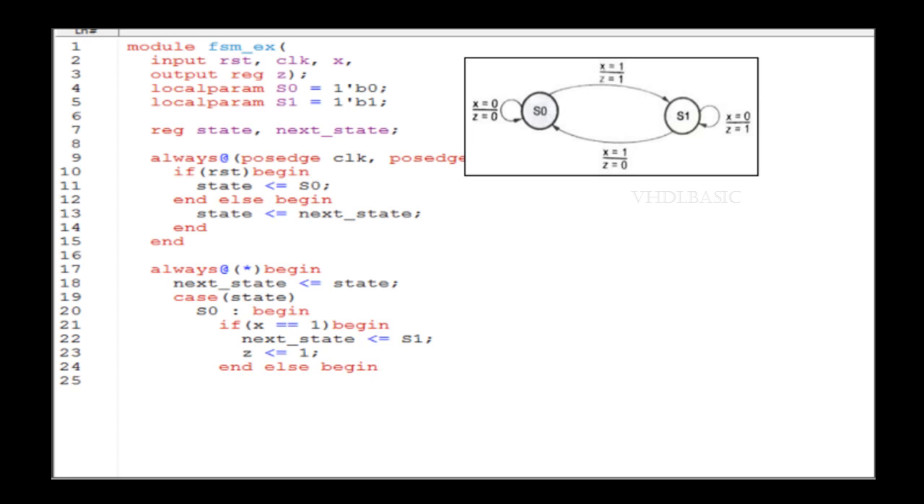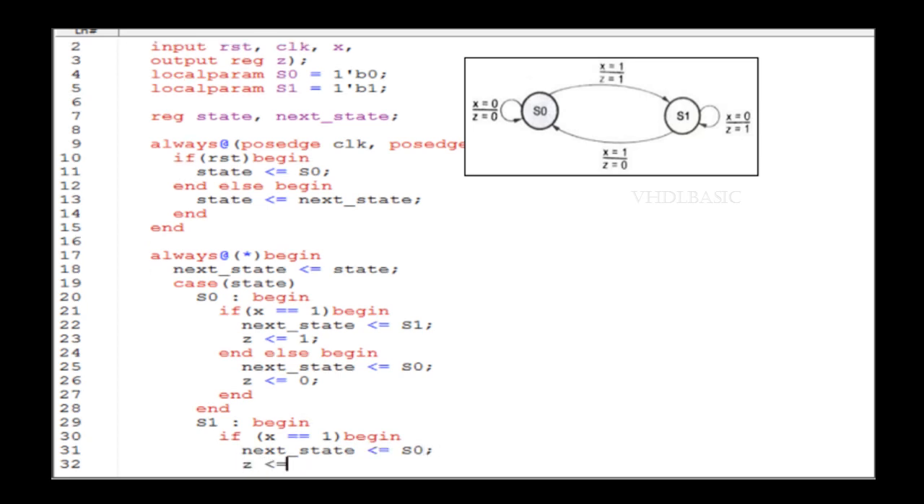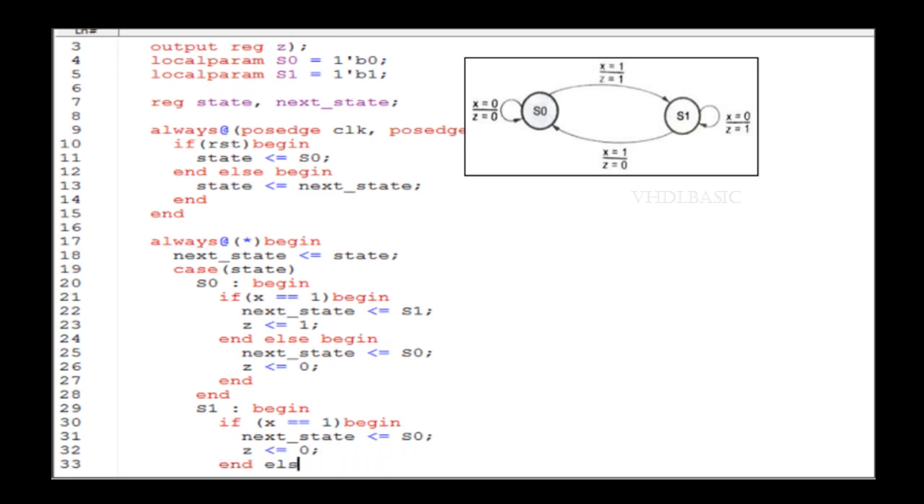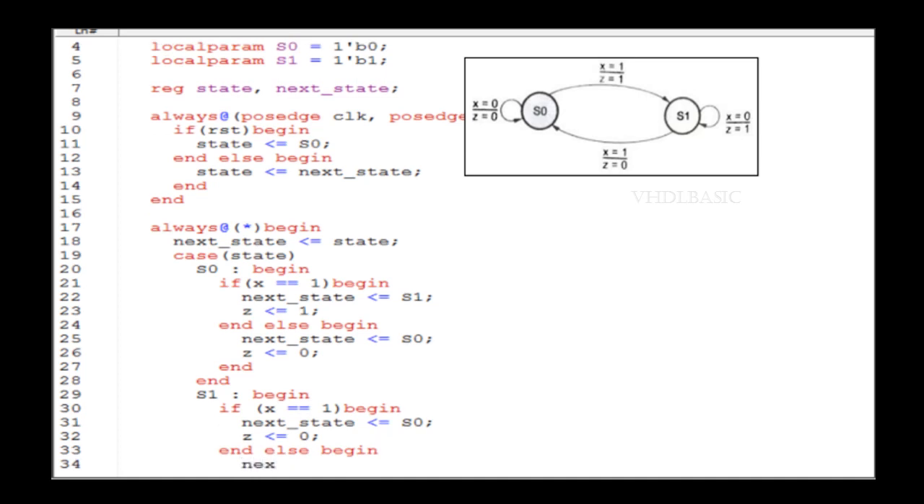Coming to the next always block, we are implementing the combinational logic of this particular state machine. Here we are using the case statement to implement the FSM. The input for the case statement here is the present state. We will check the present state, and in that particular present state we will monitor the X value. With respect to the X value, we will change the state or remain in the same state, and we will change the output Z value. Here we have only two states. If you take the S0 state, I am checking the X input whether it is 1 or 0. If it is 1, the next state will be S1 and Z will be 1. Else it will remain in the same state S0 and the output Z will be 0.